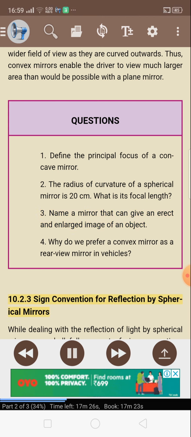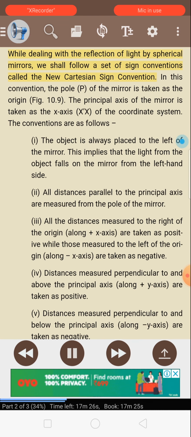10.2.3 Sign convention for reflection by spherical mirrors. While dealing with the reflection of light by spherical mirrors, we shall follow a set of sign conventions called the new Cartesian sign convention.